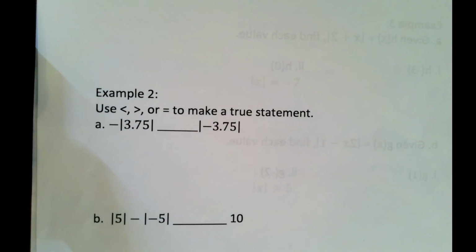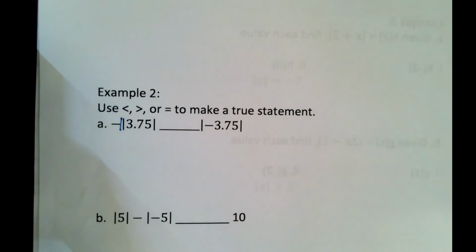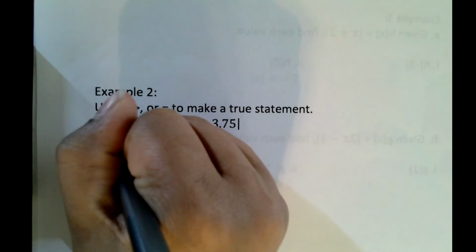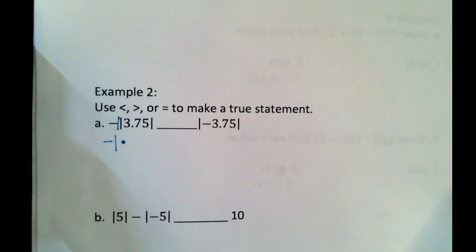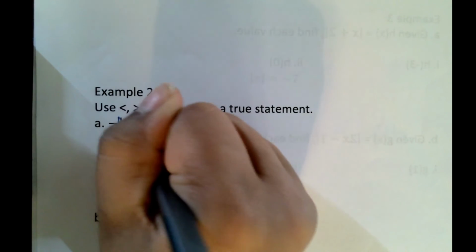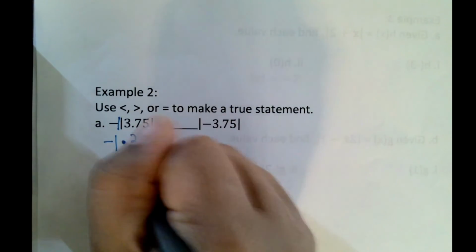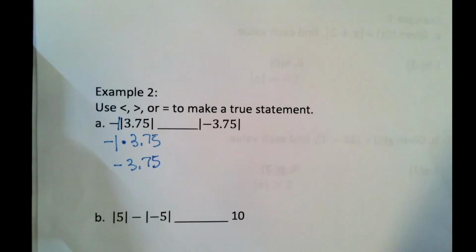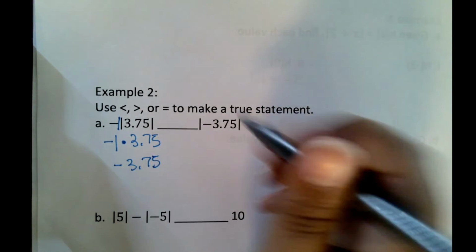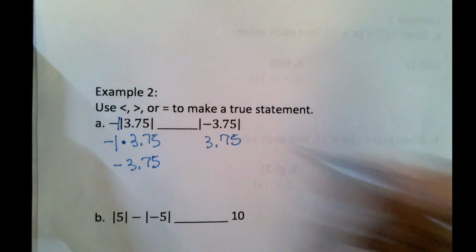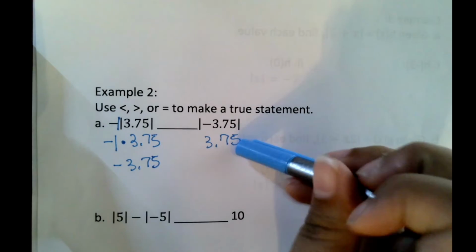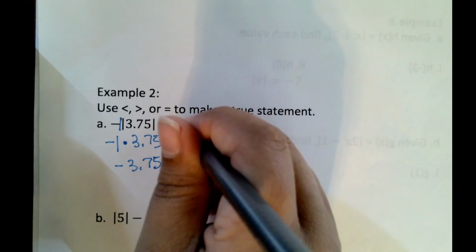Alrighty. Another type of thing that we could do is ask you to make a statement using greater than, less than, or equal to. So, well, what do we got going on here? We've got a negative 1 times the absolute value of 3.75. This just means negative 1 times whatever the absolute value of 3.75 is, which is, in fact, 3.75. So then this is a negative 3.75. Now, what is the absolute value of 3.75? Just 3.75. So which one's bigger? Well, this guy, this big boy here, he's definitely bigger. So we have a greater than.